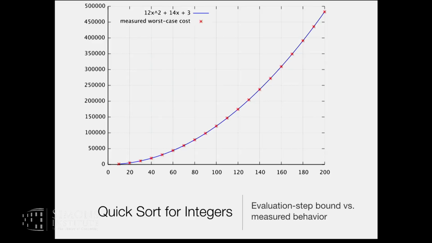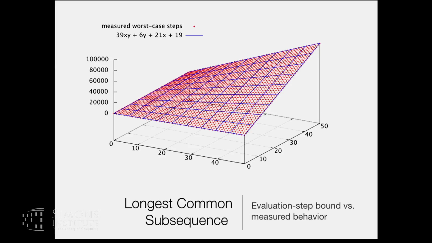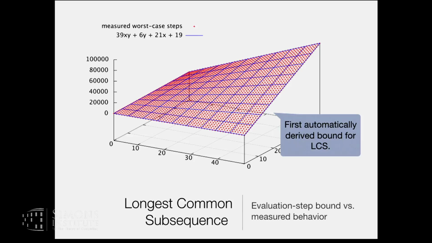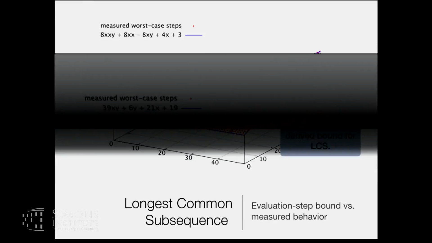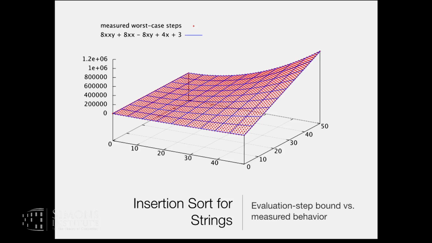So for these high level things like steps, you get tight bounds for many of the functions. So this is quicksort here. Here's longest common subsequence. Again, these blue lines, that's the bound we derived, and the red dots is what we measured. There, it's pretty similar what you get for an input of a fixed size. It does not depend so much on it. Here you have insertion sort. Again, you get for these strings a very, very good bound for that.